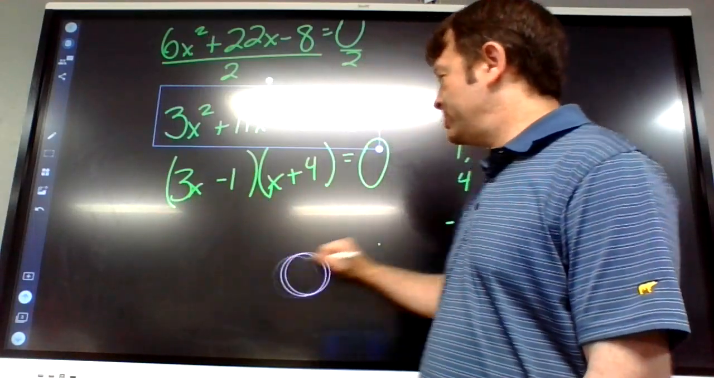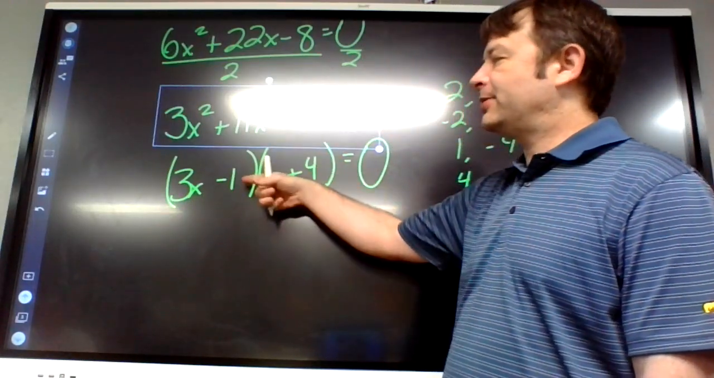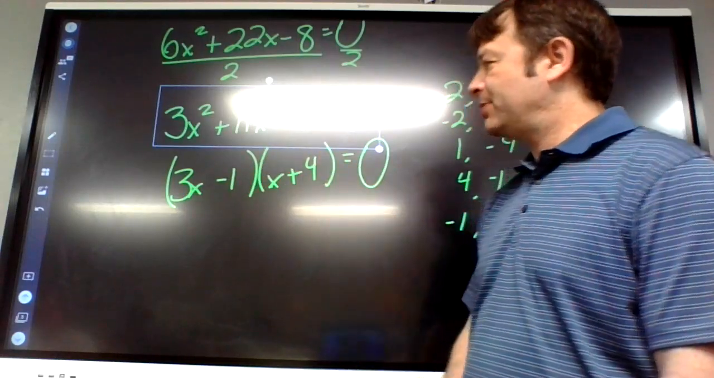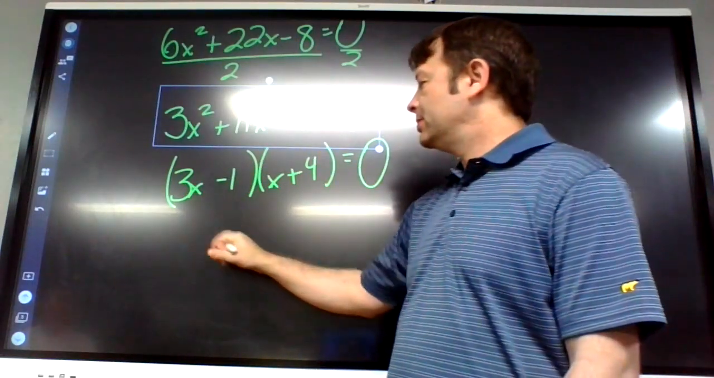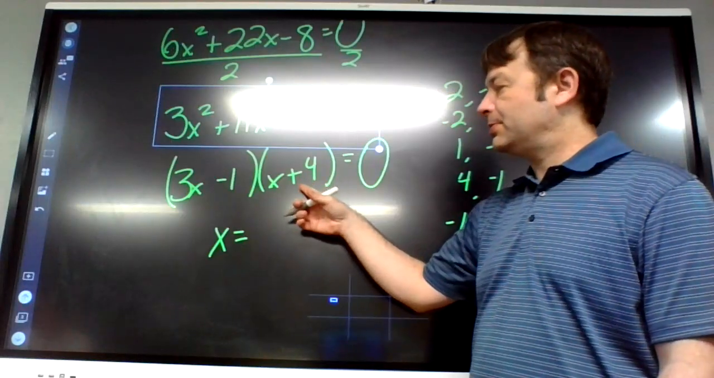Were you here when we did this? No, you weren't. You were here when we factored, but you weren't here when we solved the equation. Okay. Let's start with the easy one. What x value makes this 0?